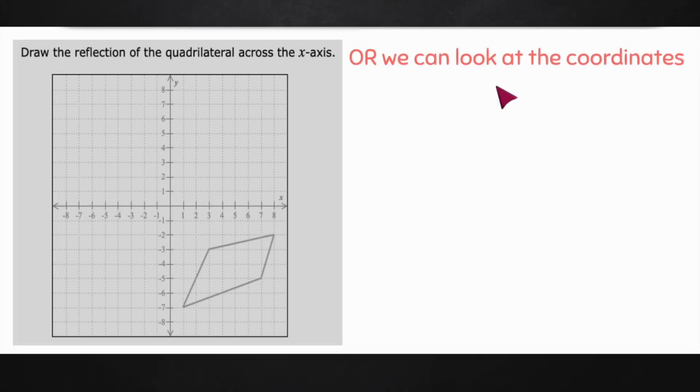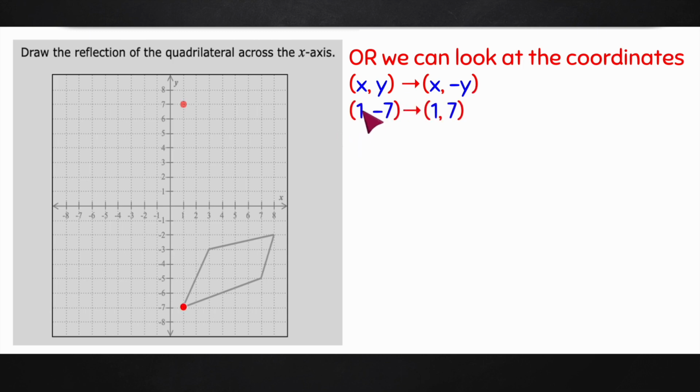But of course, I can also use my coordinates. So I can go x, y. Since I want to reflect over the x-axis, I'm going to make y negative. My first coordinate is 1, -7. I'm just focusing down here on the bottom. So 1 is going to stay the same, but the y-coordinate is going to flip signs. It's going to go from negative to positive. We can see I went from down here to up here. And then 3, -3 is going to change to 3, positive 3.